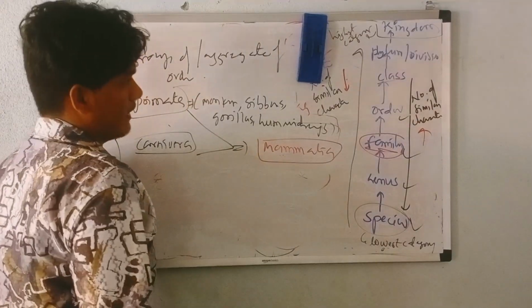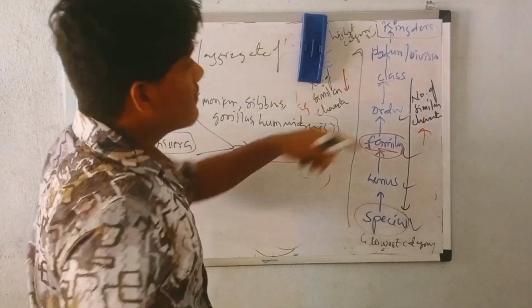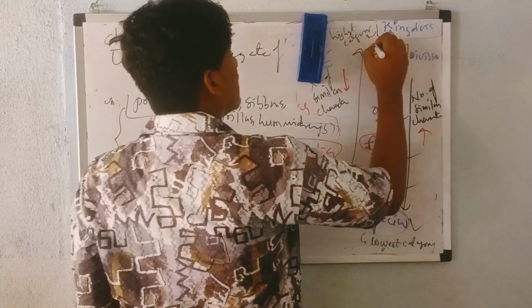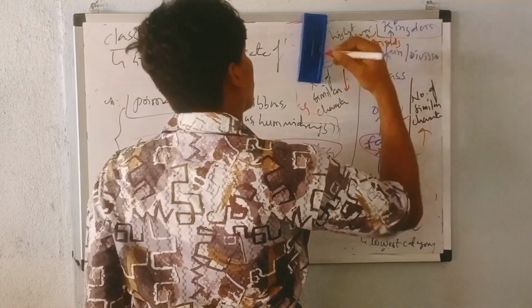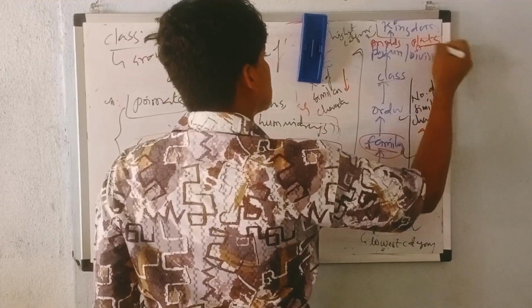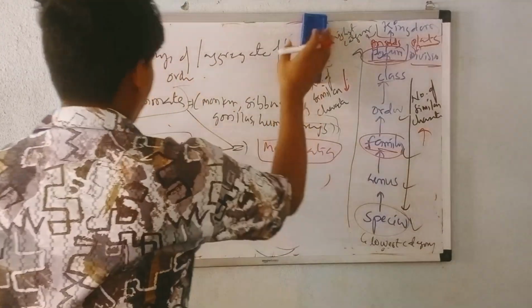That is Mammalia. Now, this is about the class. After the class, we have phylum and division. Phylum represents animals, and division is used in the case of plants. In animals, we say phylum; in plants, we say division. Right? So we remember that point.